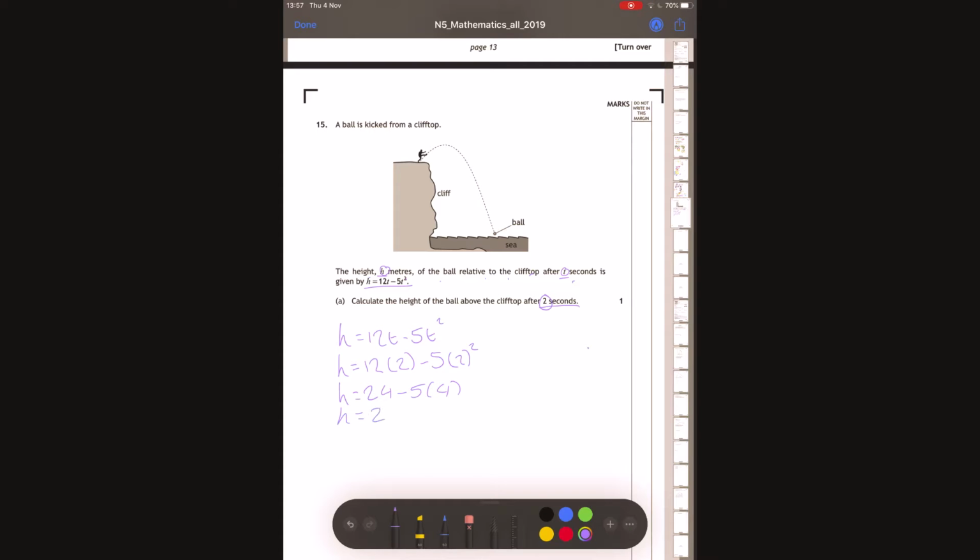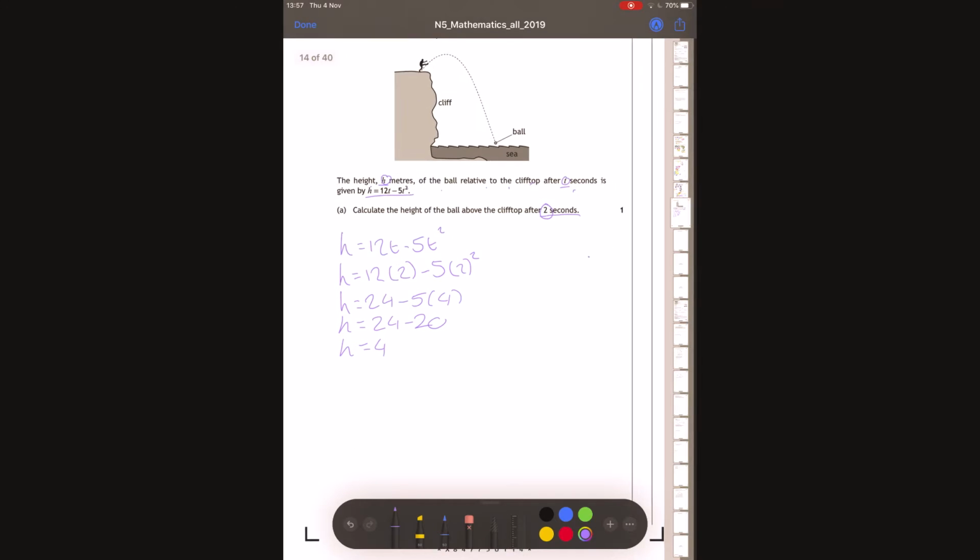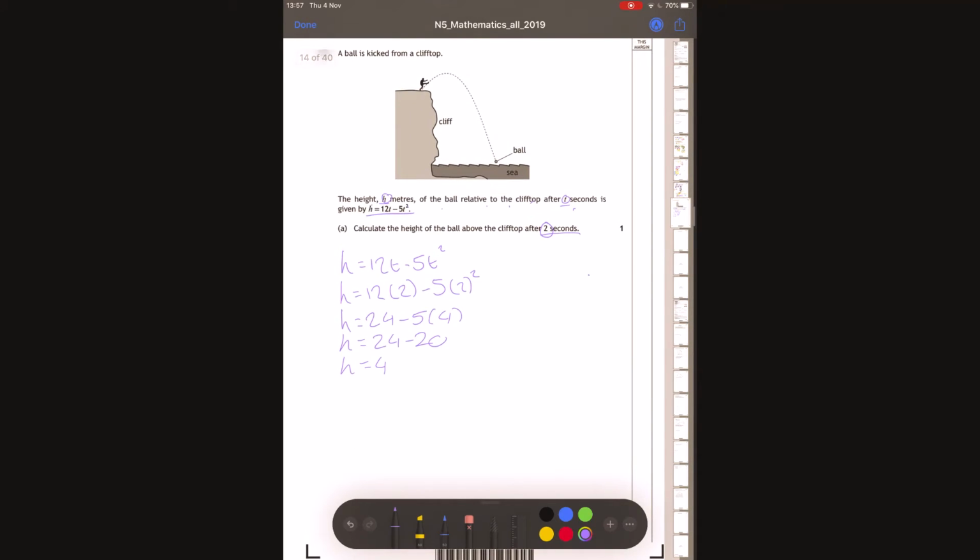Height is equal to 24 minus 20. Height is equal to 4. So I would write height is equal to 4 meters.